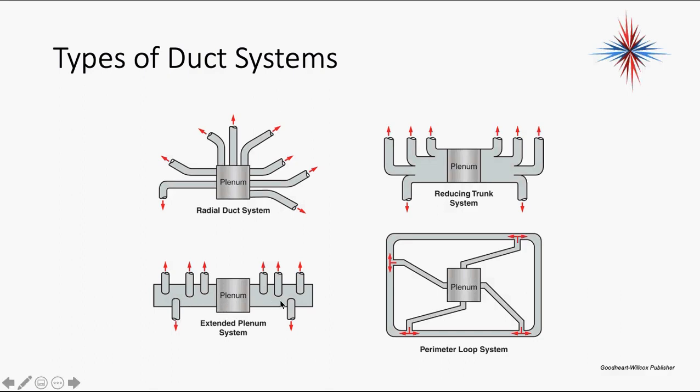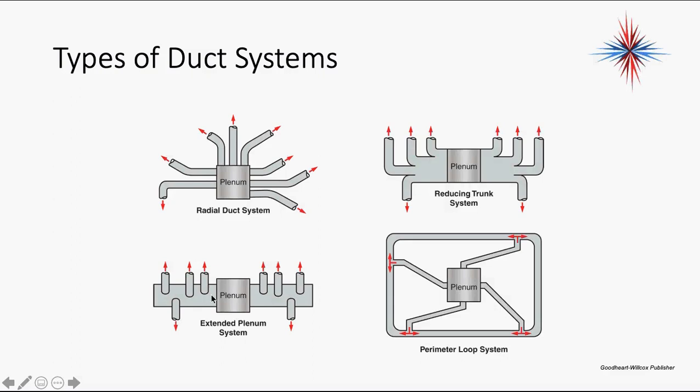Then we have what's called an extended plenum system. That's the bottom left-hand corner. You have your plenum in the center, but you'll notice the main ductwork on each side is the same size. It doesn't reduce. It stays the same size all the way down the length of the ductwork, in both directions. Then we have takeoffs coming from these. Again, a slightly better system than the radial duct system, because now I have a plenum. I don't have a big spider web of ductwork. It's a little bit more organized, and the airflow is a little bit better.